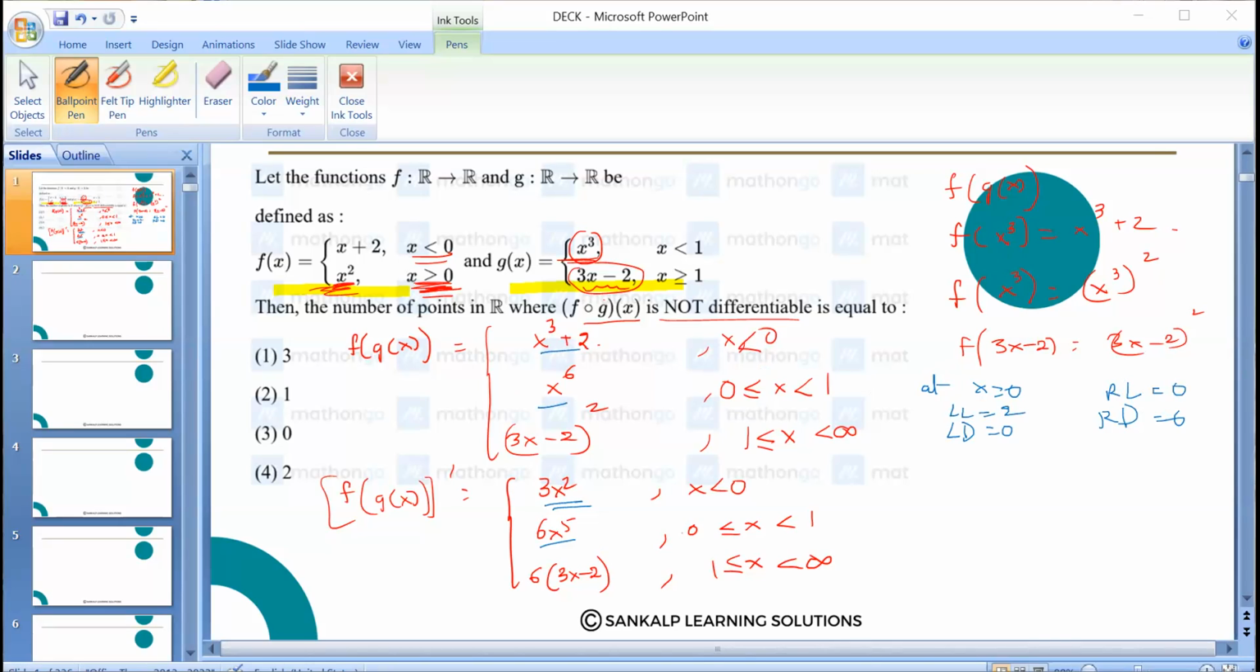So what can we say? The function is not continuous because left limit and right limit are not equal. So the function is not continuous. That means the function is not differentiable at x equal to 0. So option 3.